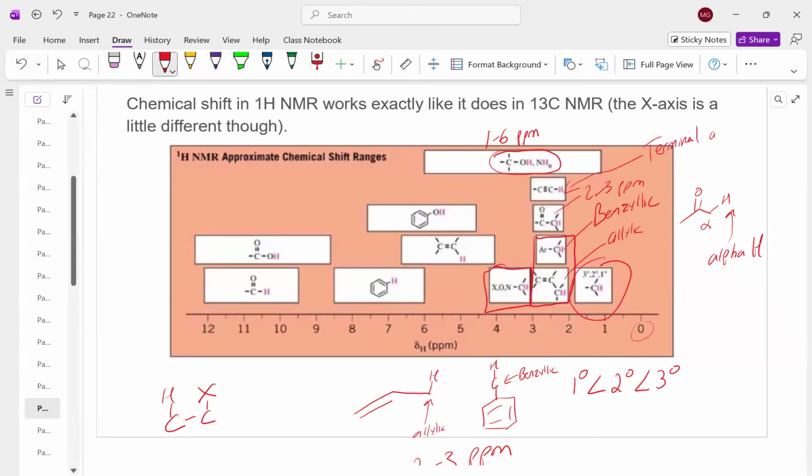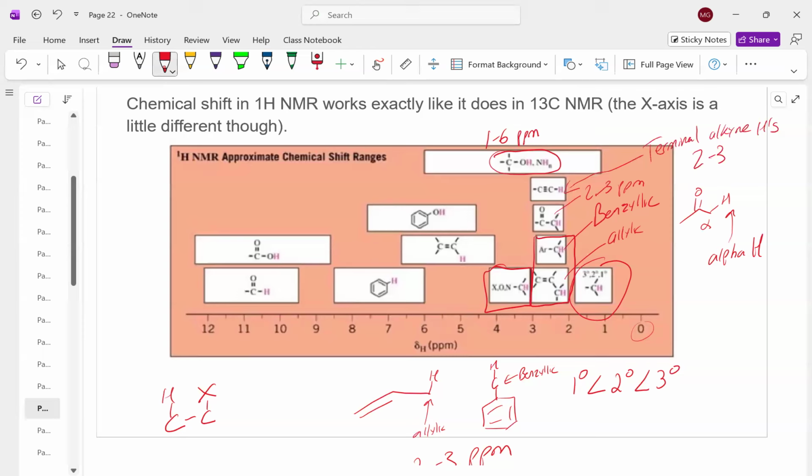So these are terminal alkyne hydrogens. So alkyne carbons were in a weird spot on carbon NMR, and alkyne hydrogens are in a weird spot. And just kind of memorize it as somewhere between 2 and 3.